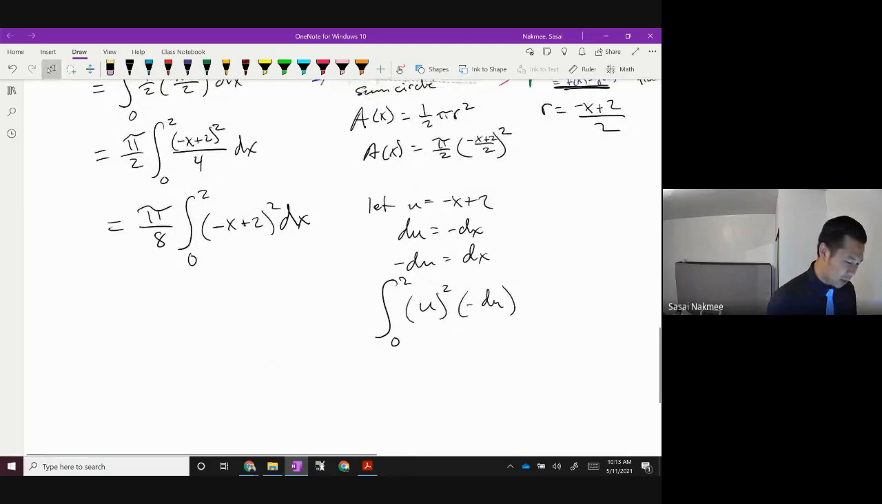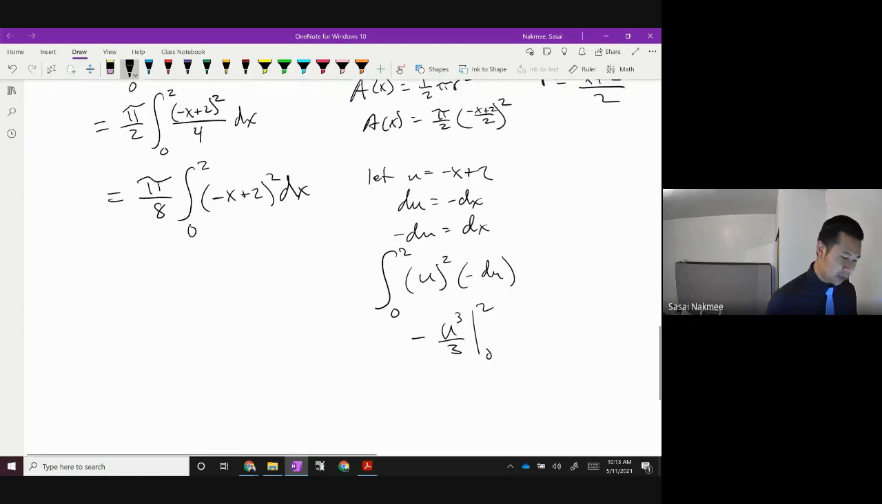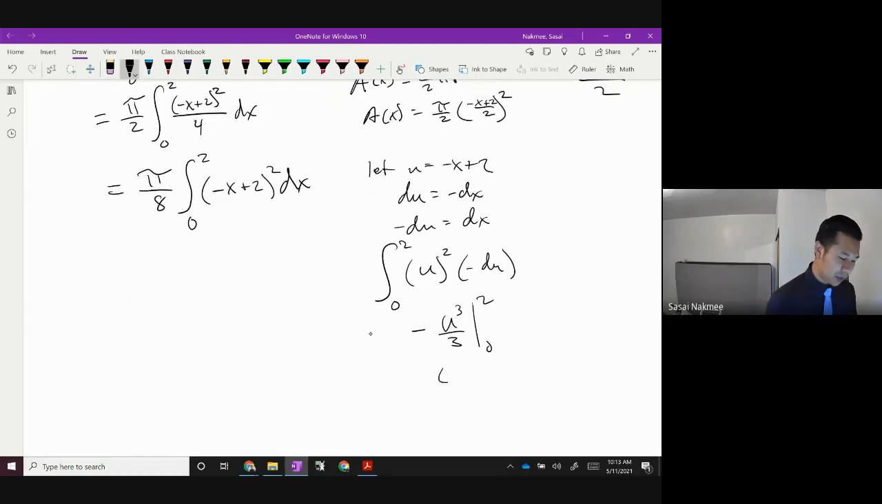Just show that this is actually going to equal out to this. So this is going to be negative u to the third over 3, right? But I'm going to evaluate it from 0 to 2, so I need to replace that u back with what it was equal to, which is negative x plus 2, cubed, over 3. And there's a negative there, evaluating this from 0 to 2.